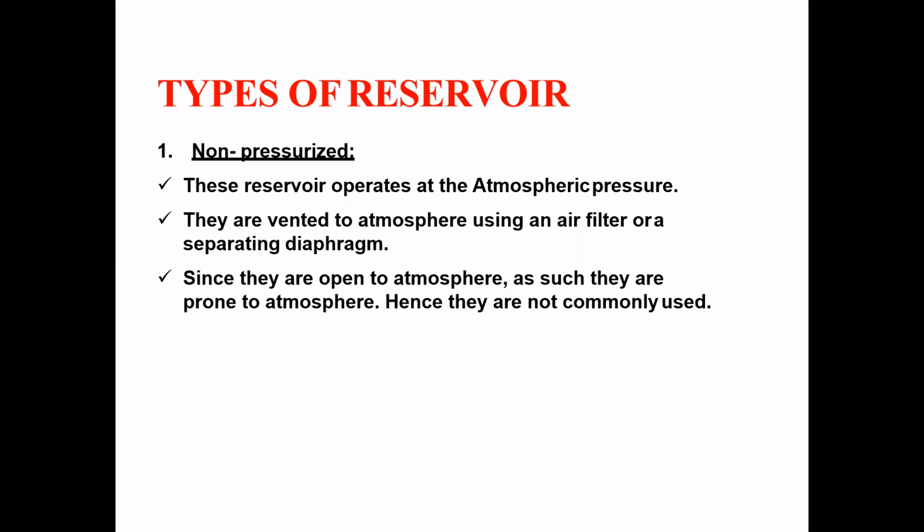So here we are going to see the types of reservoir. It is having three types. First one is non-pressurized. These reservoirs operate at atmospheric pressure and they are vented to the atmosphere using an oil filter or separating diaphragm. So in the case of a non-pressurized reservoir, the oil content in the reservoir is non-pressurized, means its pressure is atmospheric pressure, or you can say that high pressure oil or low pressure oil is not present here. The pressure inside the non-pressurized reservoir is equal to the atmospheric pressure.